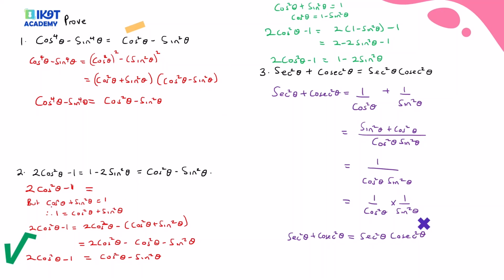Here I used cos squared theta plus sine squared theta equals 1. That means 1 equals cos squared theta plus sine squared theta. So I just substituted for this 1. Where there is 1, I put cos squared theta plus sine squared theta. That's how I proved this one.